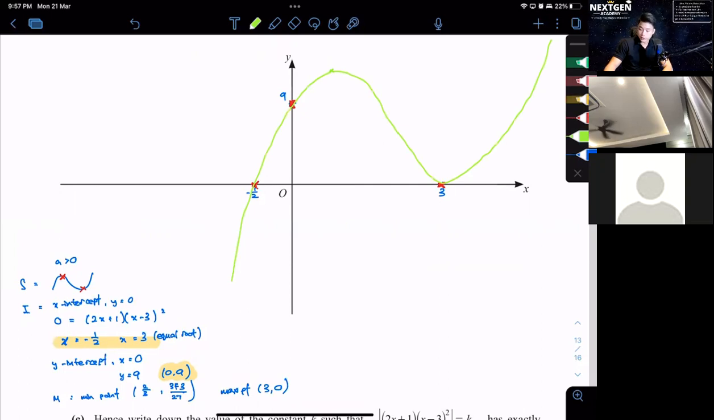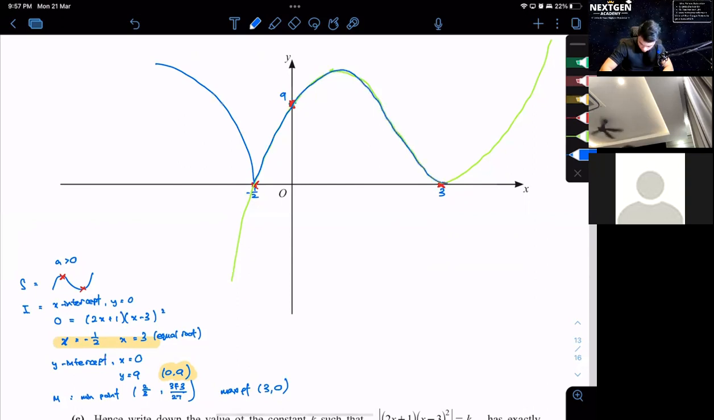But we want to modulus it. Modulus means whatever is negative will become positive. So all my negative part here will need to go to positive. So my graph will now be like this. Go up, go down, then go up. Don't go and draw the green color graph. The green color graph is the one without the modulus.